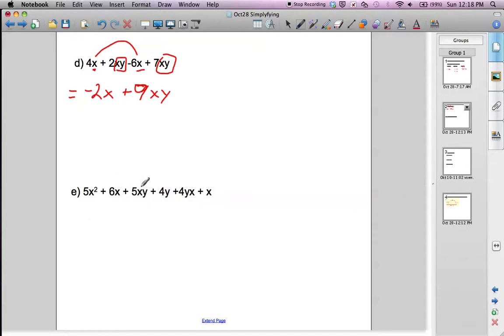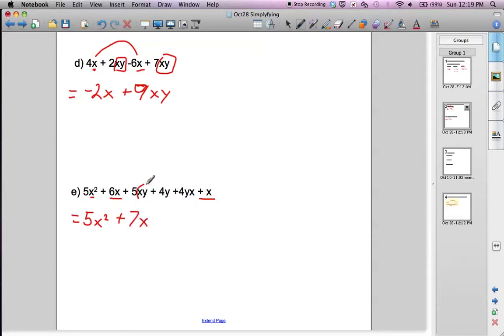So we have 1, 2, 3, 4, 5, 6 terms altogether. Let's look at x squared. Are there any more x squares? There's no more x squares, so this term does not combine with anything. It stays the same. Let's take a look at x. Here's 6x. Here is 1x. Combine those, you get 7x.